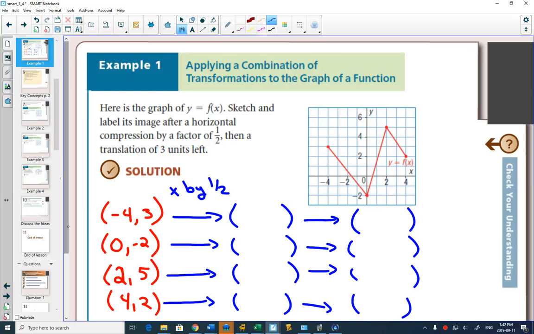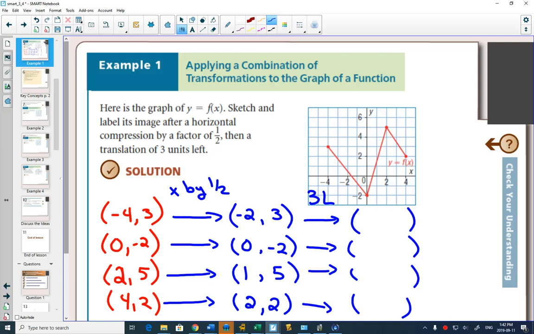Now, our x values are multiplied by 1/2. Then we're going 3 to the left. So our y values aren't changing. I'll just rewrite all of those. And our x values by 1/2. So this one will become -2, stays 0, 1, and 2.